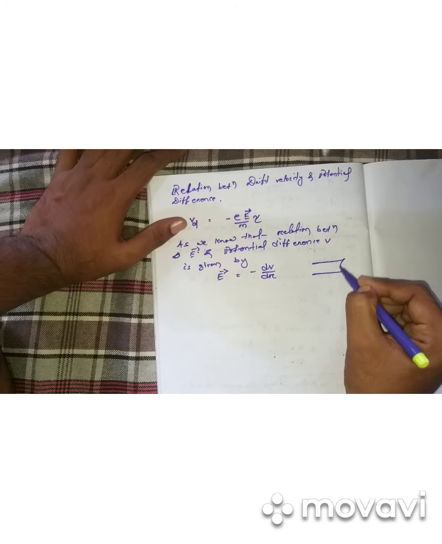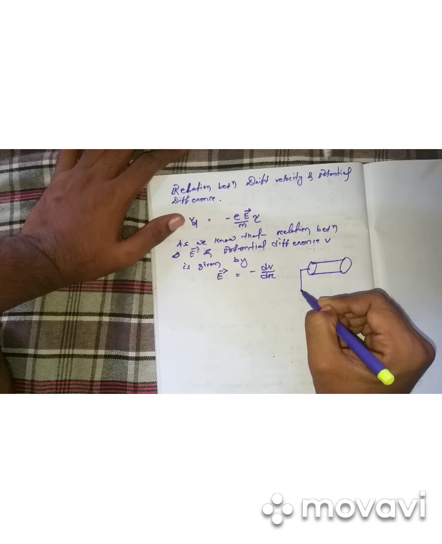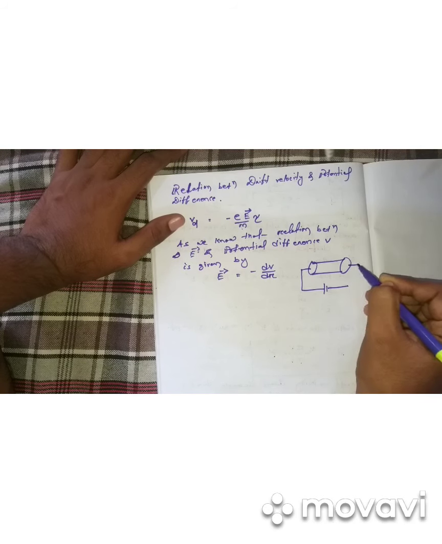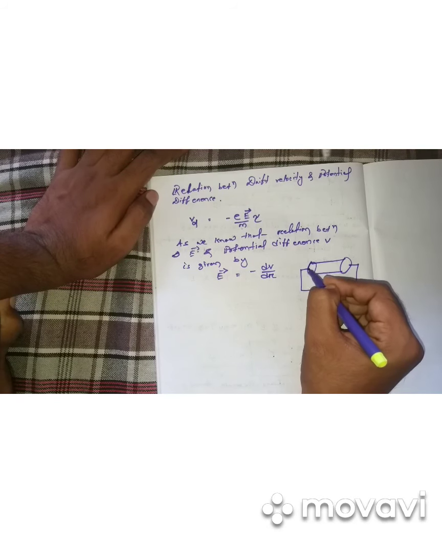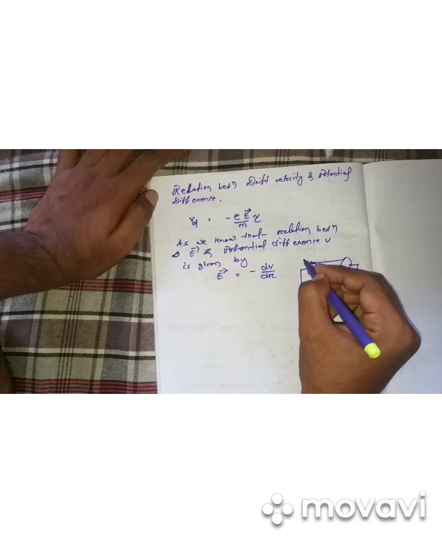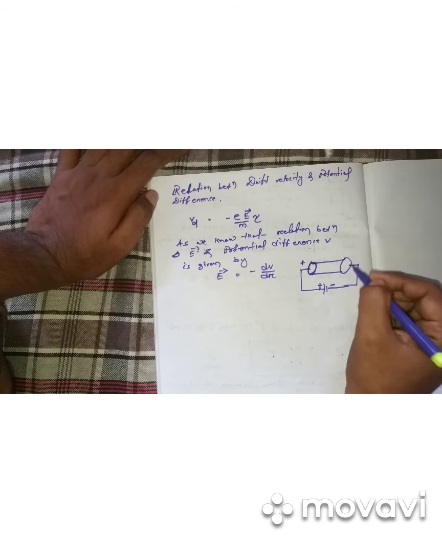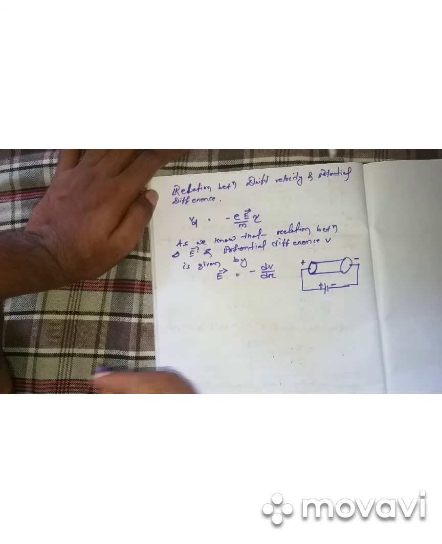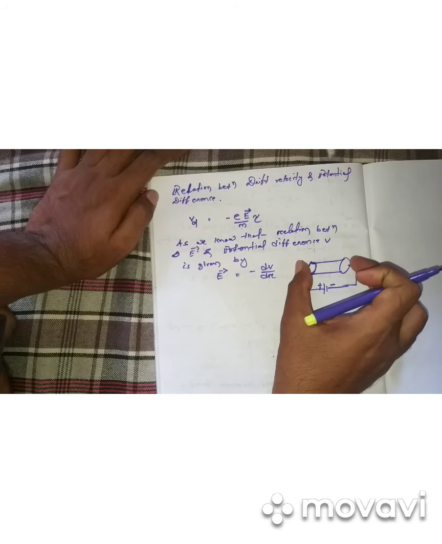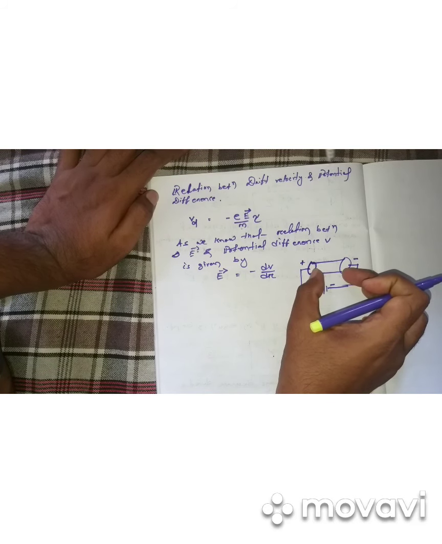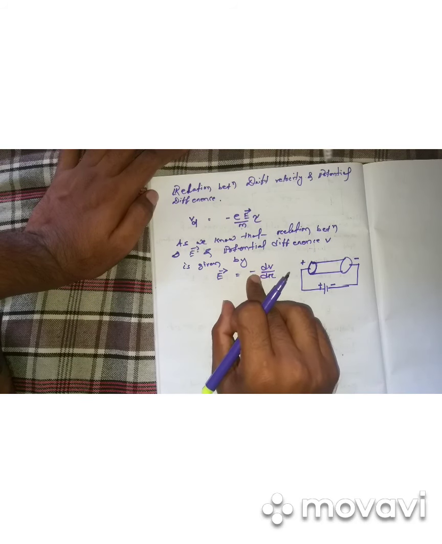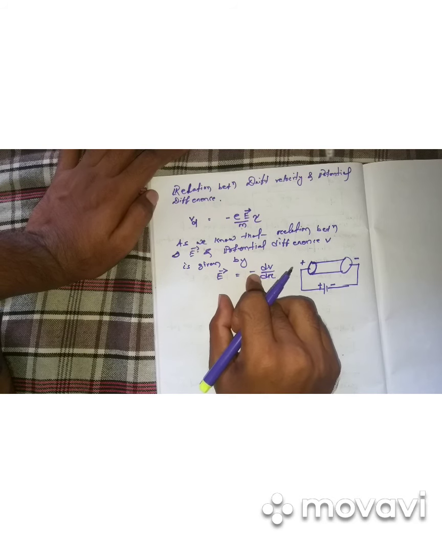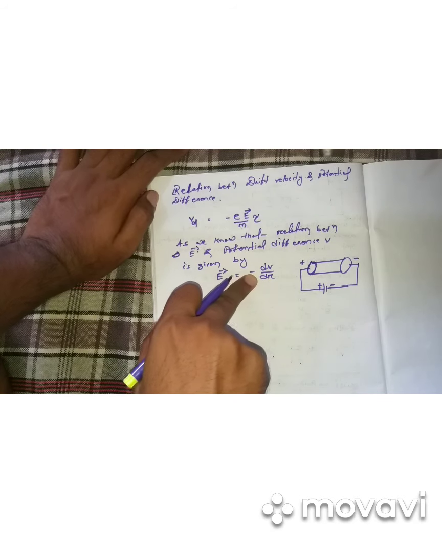Suppose this is the conductor, and the conductor is connected to a battery, plus and minus. Due to the plus, one end of the conductor gets positive potential and the other end gets negative potential. So there is a change of potential with respect to the length of the conductor. That gives rise to an electric field, represented with a negative sign. I have already represented that in electric potential.